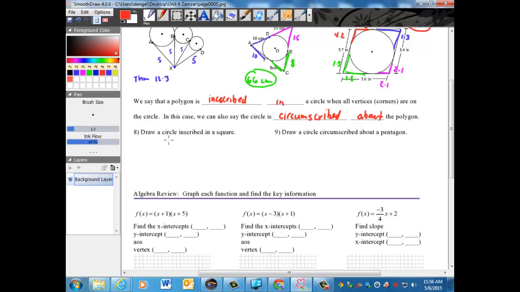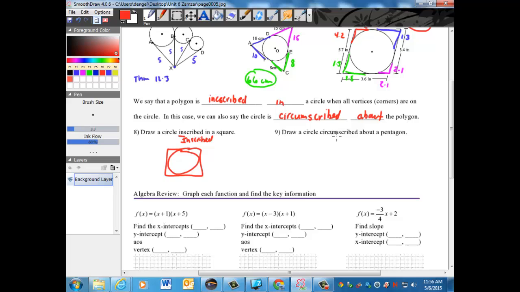All right, so here's what's going on. They want us to draw a circle inscribed in a square. So how I think of it is when they ask you to inscribe something, the word in means inside. So you're going to draw a circle inside a square, and that's inscribed. Okay, so this is a circle inscribed in a square.